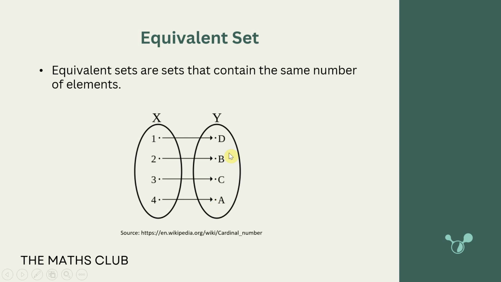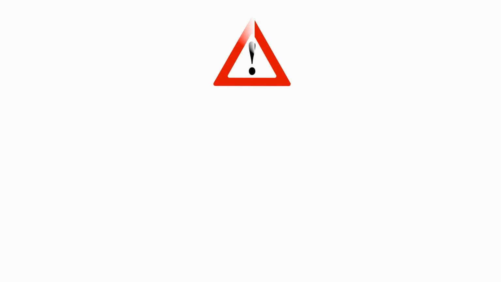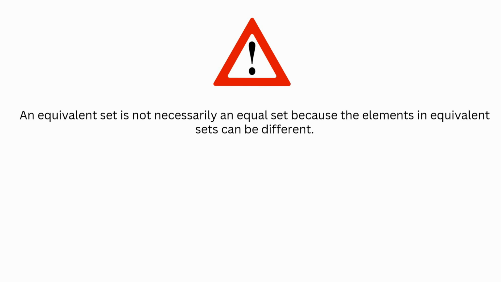Look at this now. So you can see this is 1, 2, 3, 4. These are 4 members of this set, and these are also 4 members of this set. And you can see there's a kind of 1-to-1 mapping. So I can map this one to 1, this one to 1, this one to 1, this one to 1, right? That shows that they are equivalent in nature. A warning: an equivalent set is not necessarily an equal set, because the elements in equivalent sets can be different, right? If you look at that previous example, we had 1, 2, 3, 4 and we had A, B, C, D. They were equivalent, but they're not equal because they may contain different elements.